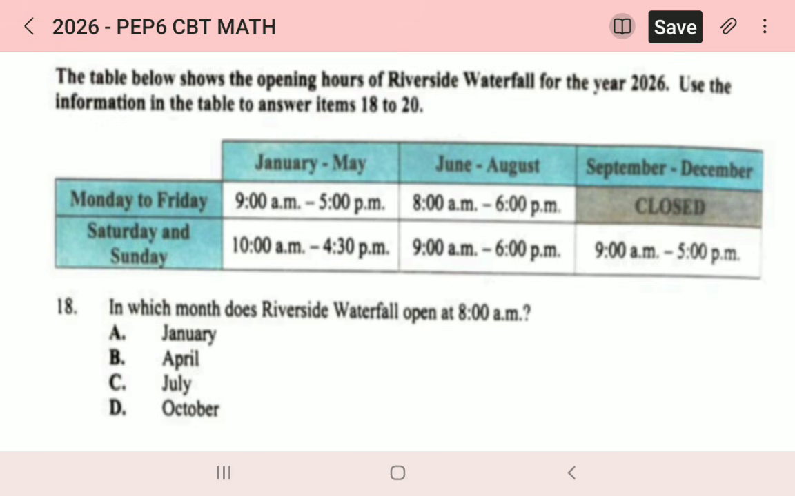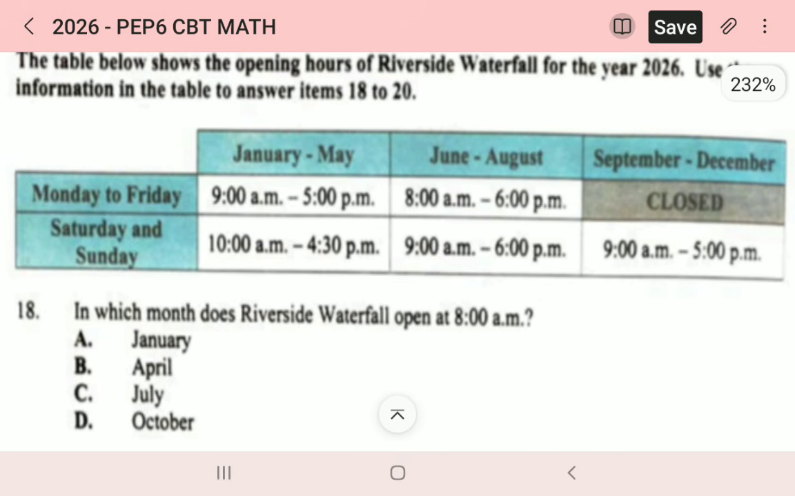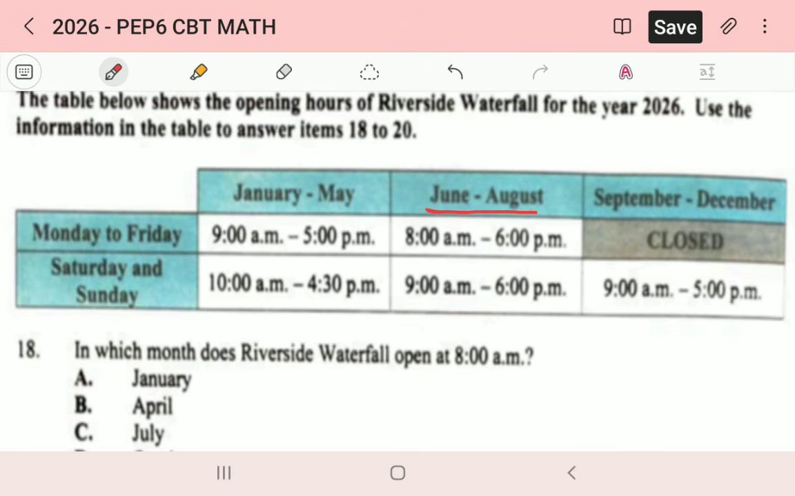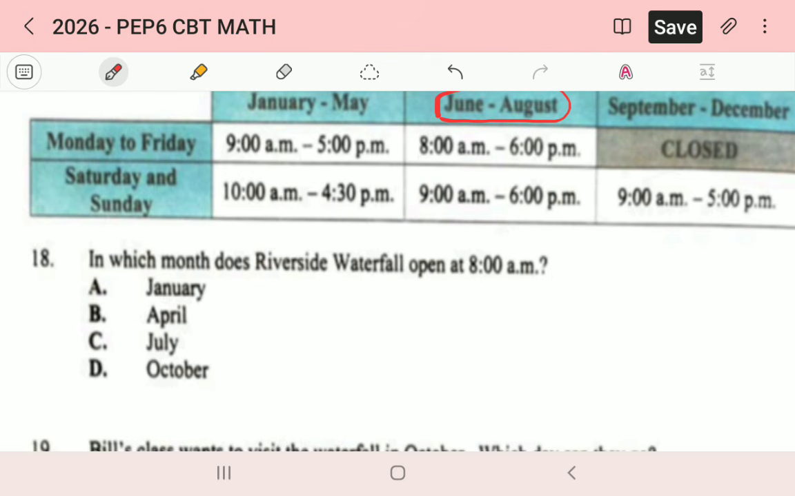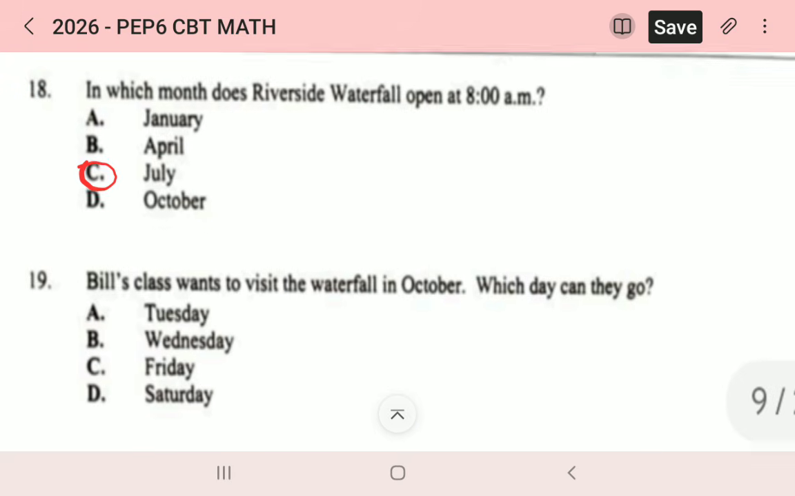All right, number 18, which month? 8 a.m. So you look for your 8 a.m. and we're seeing that it opens 8 a.m. during the month of June to August. So June, July, August, those 3 months it opens 8 a.m. All right, so let's see. We don't have June, we don't have August, but we know July is within those months, so it's C. Moving on to number 19.